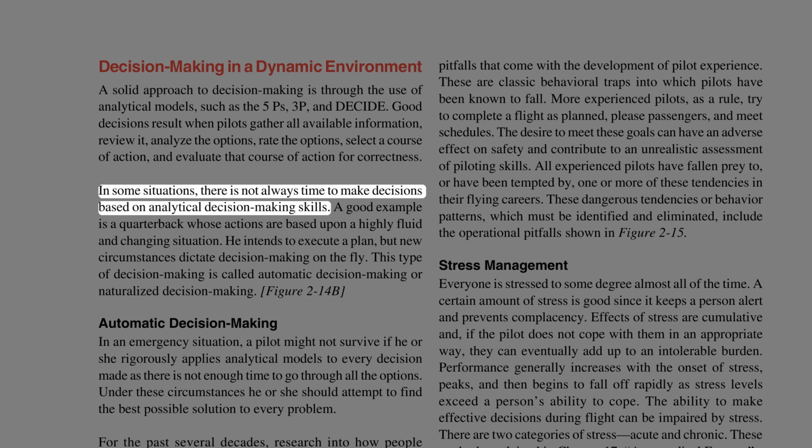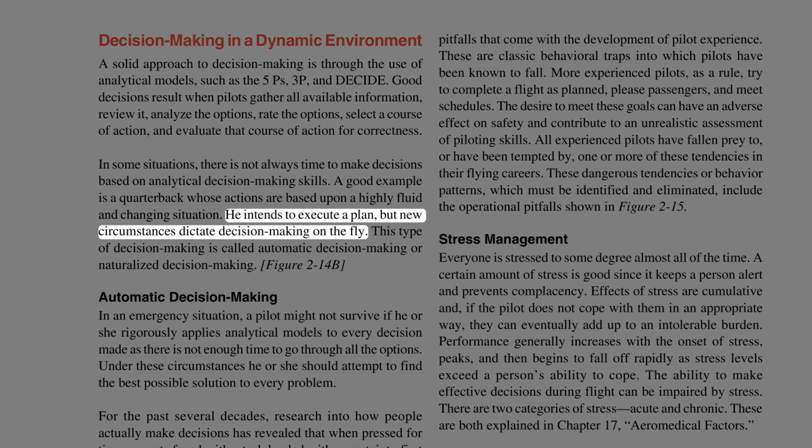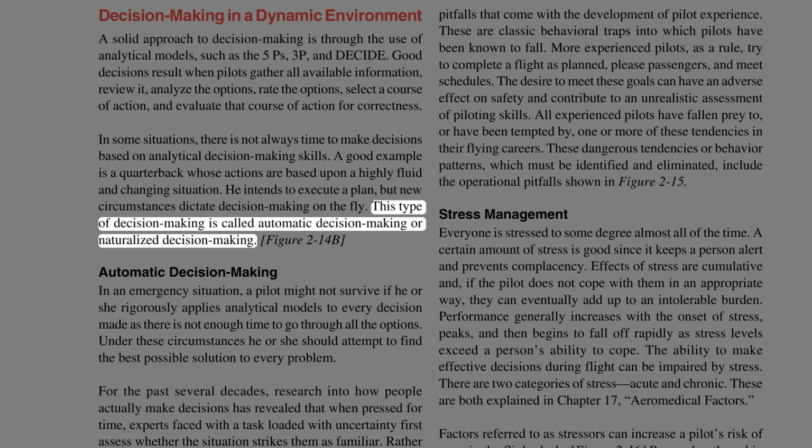In some situations, there is not always time to make decisions based on analytical decision-making skills. A good example is a quarterback whose actions are based upon a highly fluid and changing situation. He intends to execute a plan, but new circumstances dictate decision-making on the fly. This type of decision-making is called automatic decision-making or naturalistic decision-making.